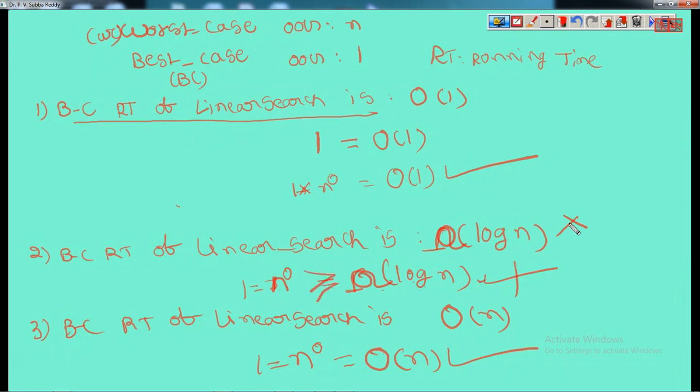See, this is n power 0. This is big omega of log n. Whatever is on this side should be greater than or equal to log n. But here n power 0 is smaller than log n. That's why it is not correct.